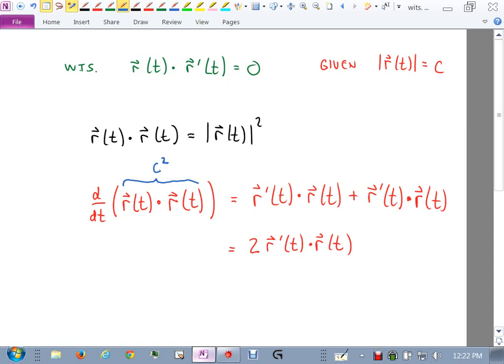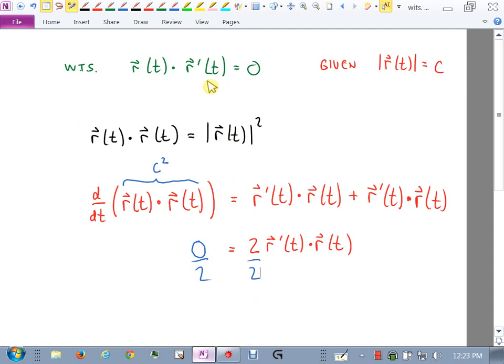Do y'all follow that? Algebraically, using the properties of the product rule over dot products, this is what we get. But at the end of the day, this is a constant. That was given to us in the problem. That's a constant squared, and the derivative of any constant should be 0. Well, divide both sides by 2, and what do you get? r of t dotted with r prime of t is 0, which is what I wanted to show. That kind of makes sense?